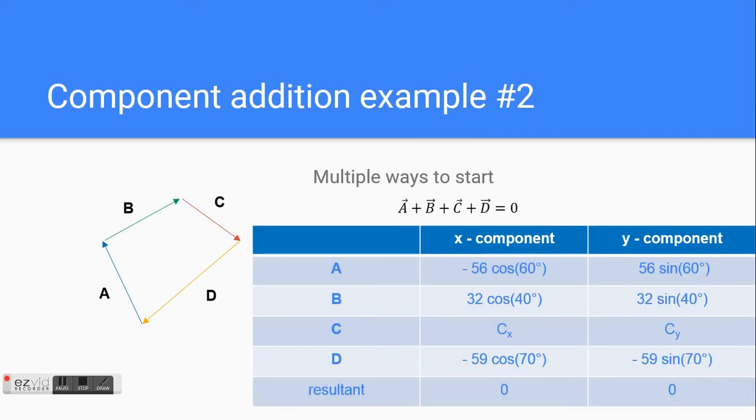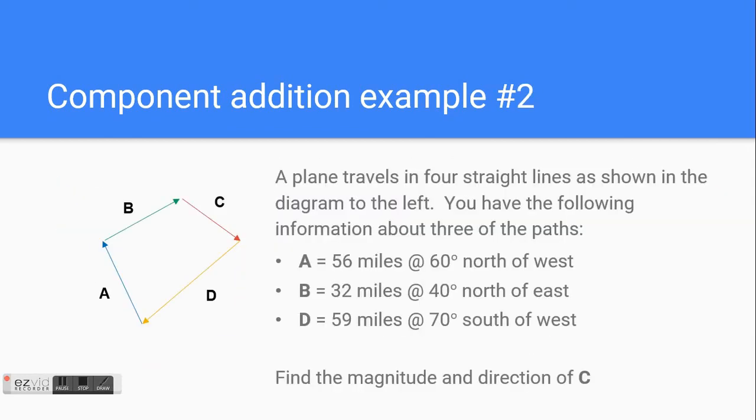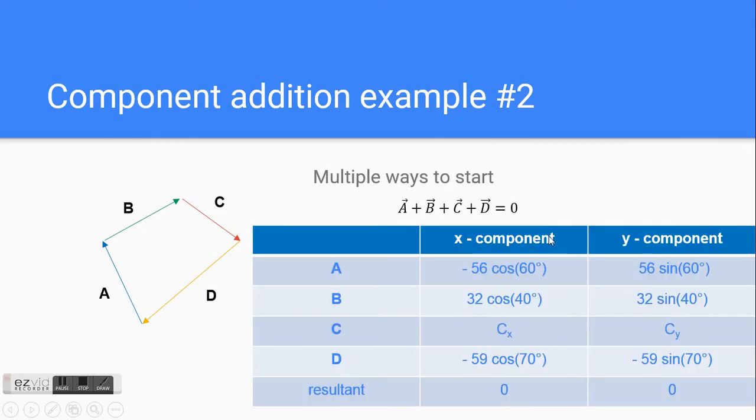And I'm going to try to find all the components of these vectors. A, its x component is negative 56 times cosine of 60. The reason why it's cosine of 60 is that it's 60 degrees north of west. This angle here is actually the 60 degree angle. Negative because it goes to the left. Y component, 56 sine of 60. It's going to be this component.